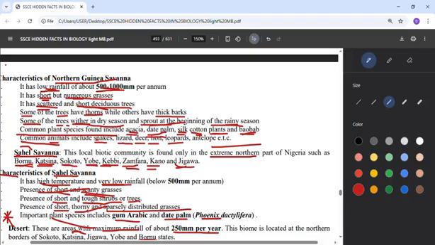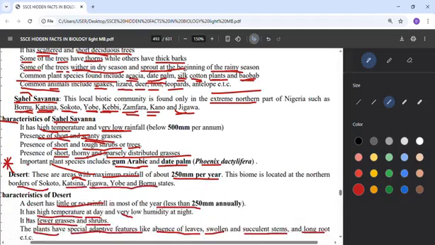So important plant species include gum arabic. We see gum arabic in this Sahel. So Sahel, gum arabic, then date palm. So that leads us to deserts. So what can we say about deserts?